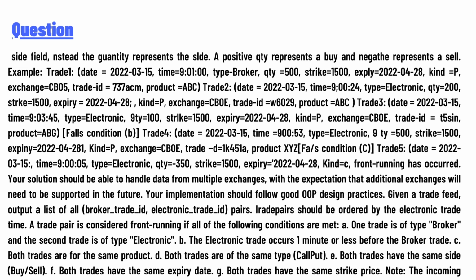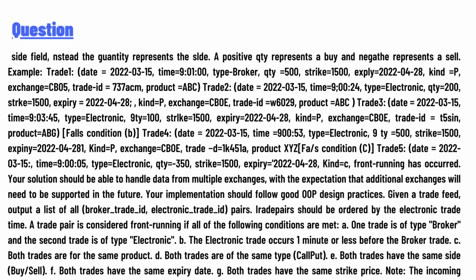Example: trade 1: date equal to 2022-03-15, time 9:01, type broker, quantity 500, strike 1500, expiry equal to 2022-04-28, kind is equal to P, exchange equal to CBOE, trade ID is equal to 737, product equal to ABC. Trade 2: date equal to 2022-03-15, time equal to 9:24, type electronic, quantity 200, strike 1500, expiry equal to 2022-04-28, kind P, exchange CBOE, trade ID W6029, product ABC.